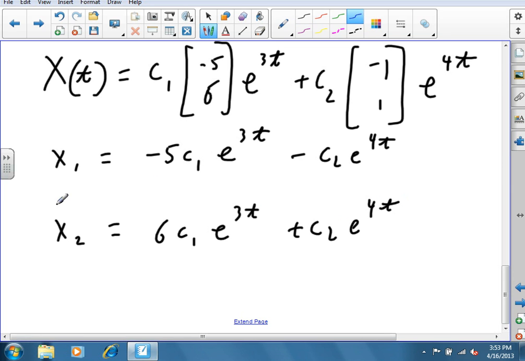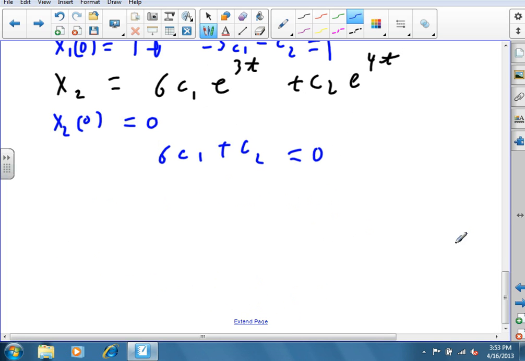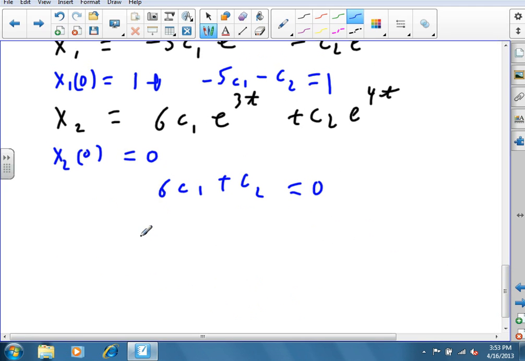Now we have initial conditions to apply. x1 at 0 is 1. So this implies that minus 5c1 minus c2 is equal to 1. And x2 at 0 is 0, which implies that 6c1 plus c2 is 0. Okay, so I have two equations, two unknowns.